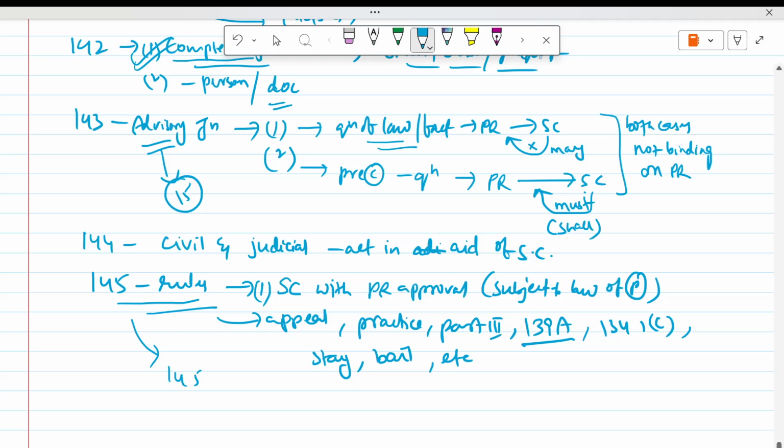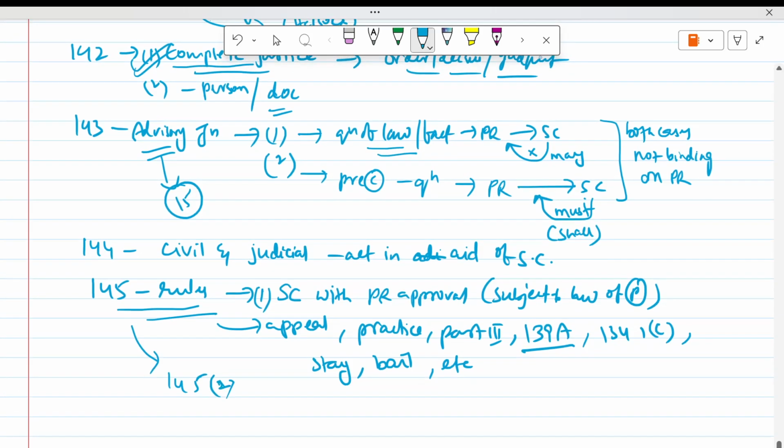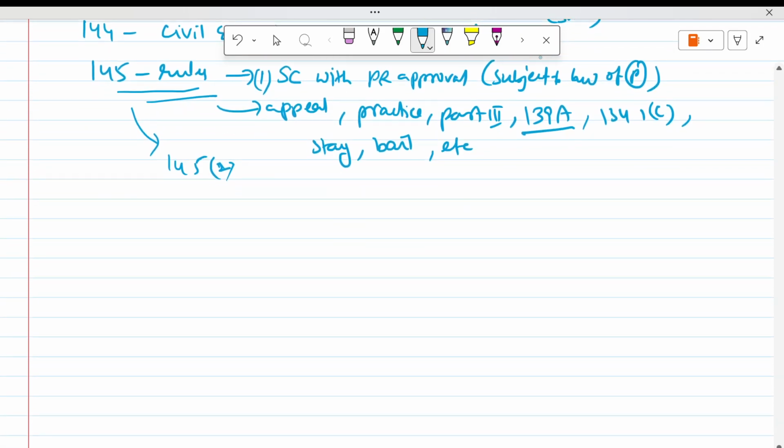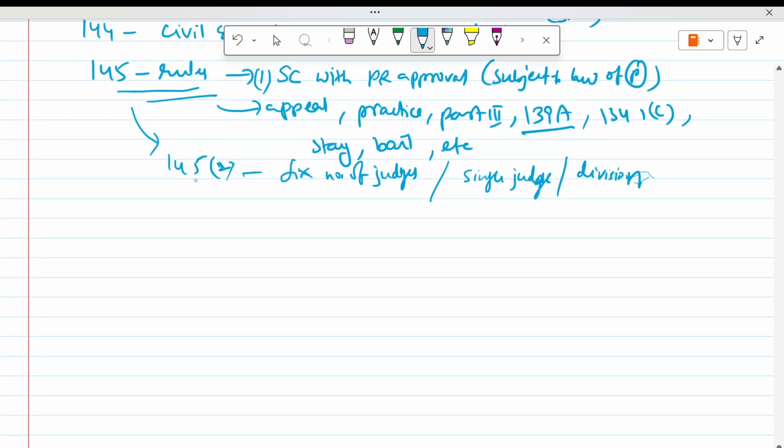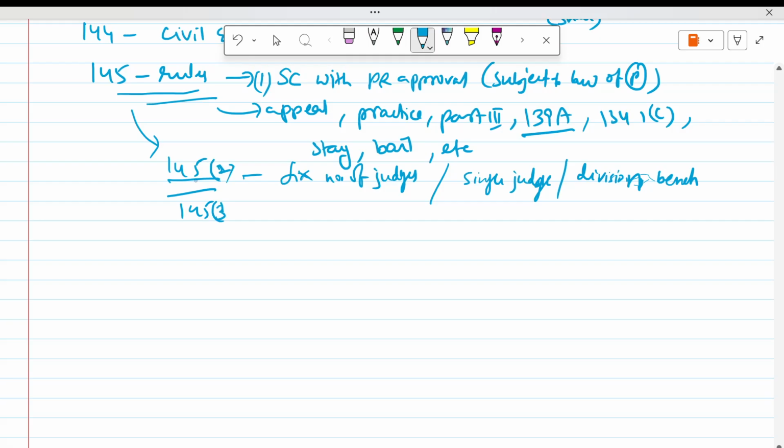Then 145(2): fixing the number of judges to decide the questions, and single judge power or division bench power. These are as per 145(2). Then 145(3), constitutional bench.